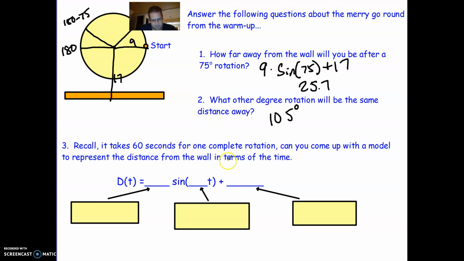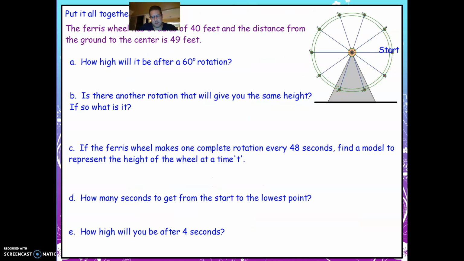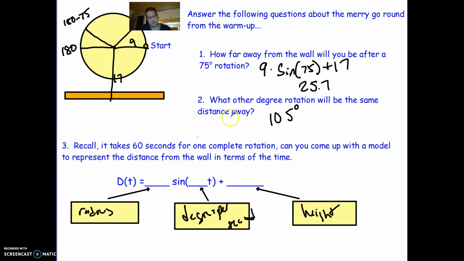Recall, it takes 60 seconds for one complete rotation. How can you come up with a model to represent that? Okay, so this is always the radius. This is always the degrees per second, multiplied by the time in seconds, and then you add the center height. That gets us to put it all together. I'm actually going to stop there and let you do that one on your own.